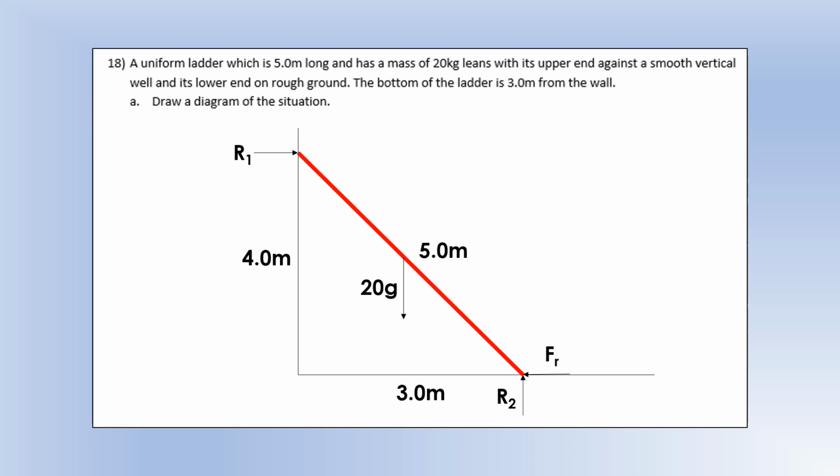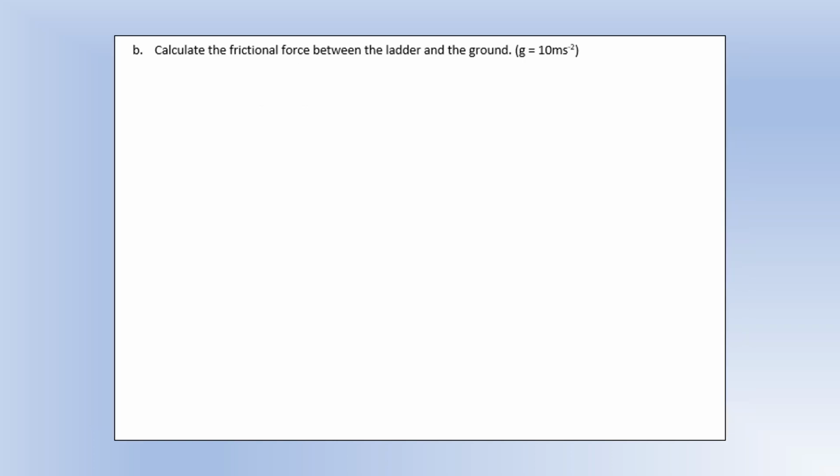Draw a diagram. So this is my diagram of the situation, and I also spotted that this is a 3, 4, 5 triangle, so that's how I know the height is 4 meters. Okay, so that's our scenario. So calculate the frictional force between the ladder and the ground.